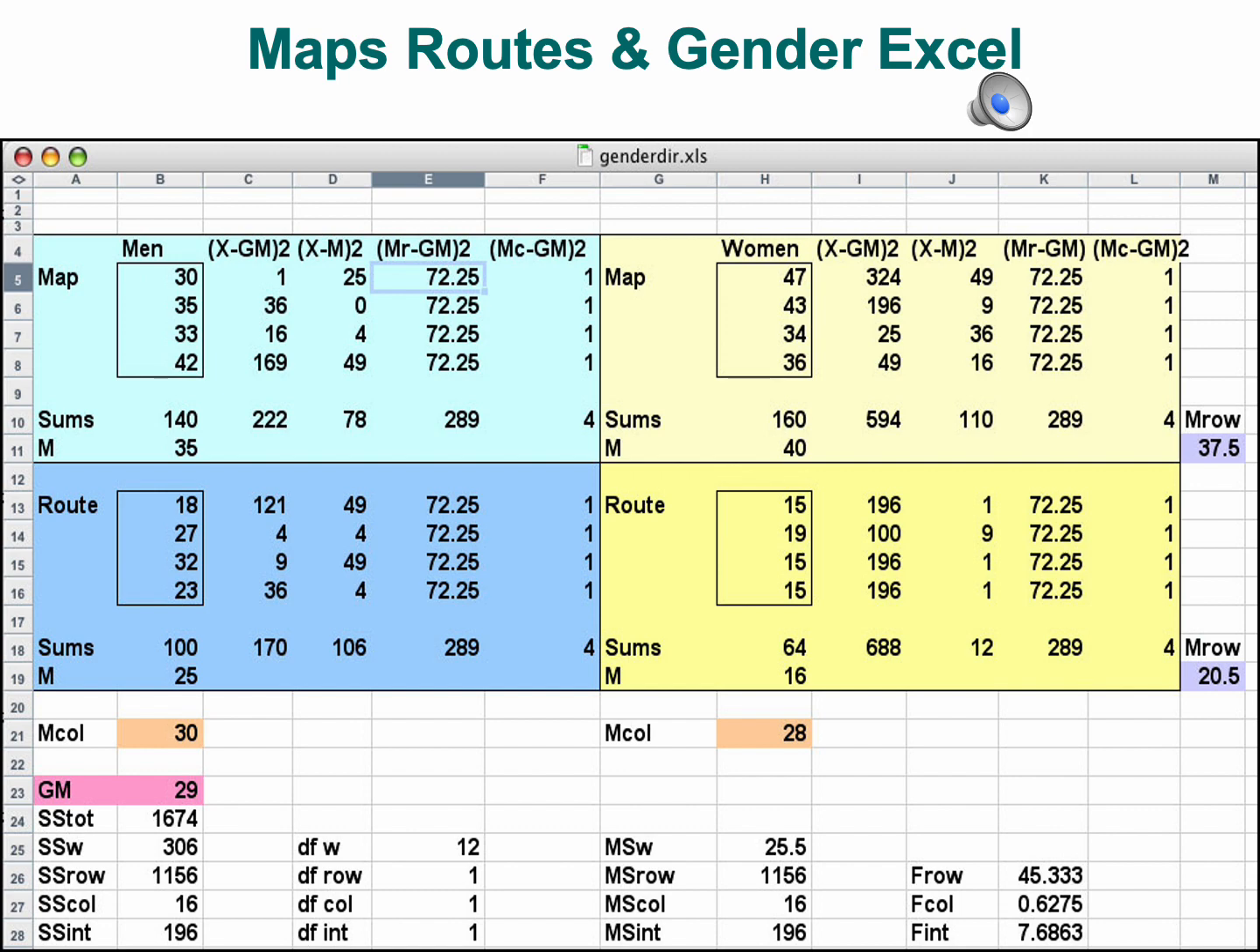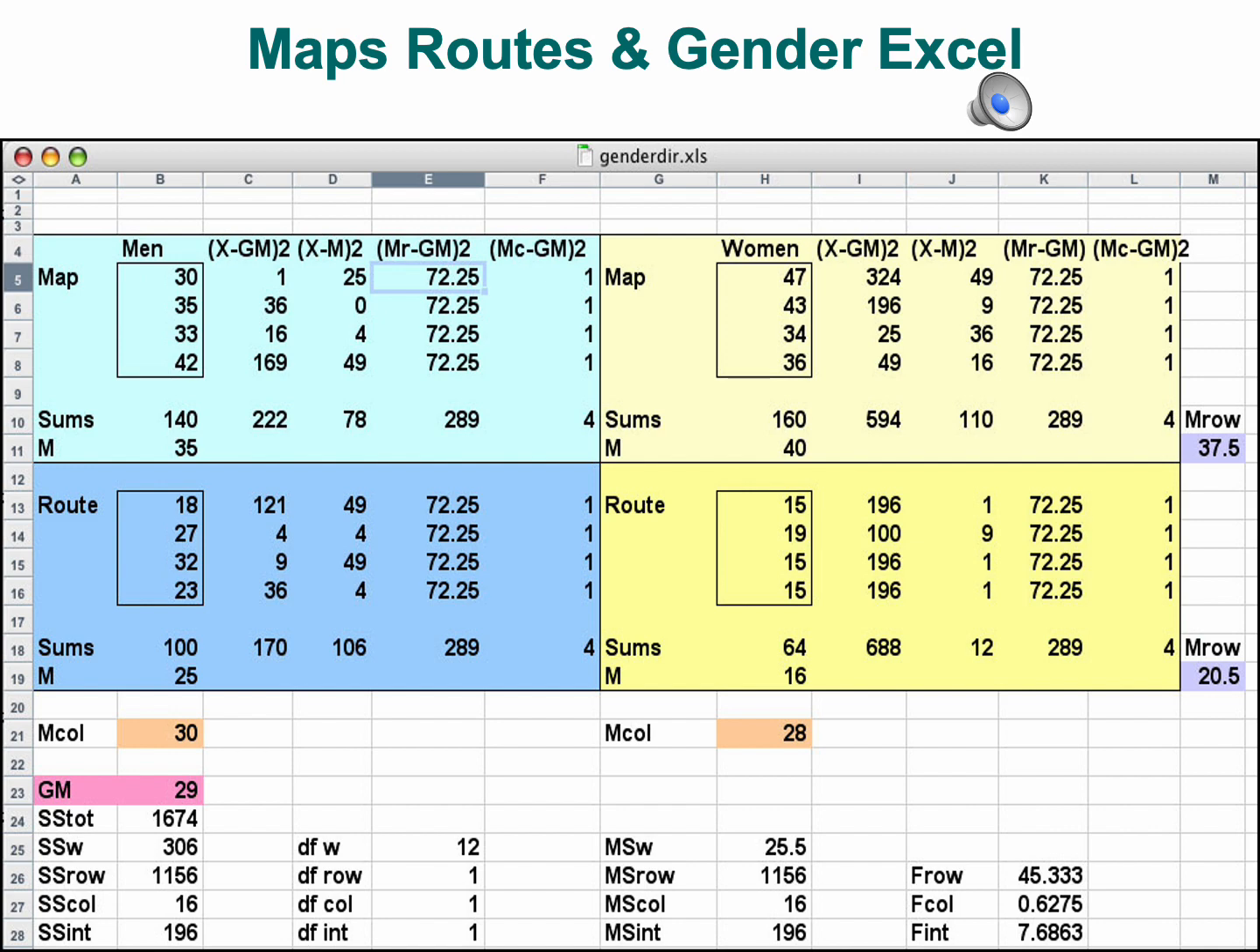Then the sum of squares within is going to be the sum of squares of the score from their individual cell means. You can see if you look at D10, that 78 represents the sum of square differences of the individual scores from the mean of that cell. Then the sum of squares for the row is going to be the sum of the row mean minus the grand mean squared. See those 72s up there, 72.25 and so on. That's going to be 289 for that sum, plus 289 plus 289 plus 289. They all happen to be the same distance from the grand mean.